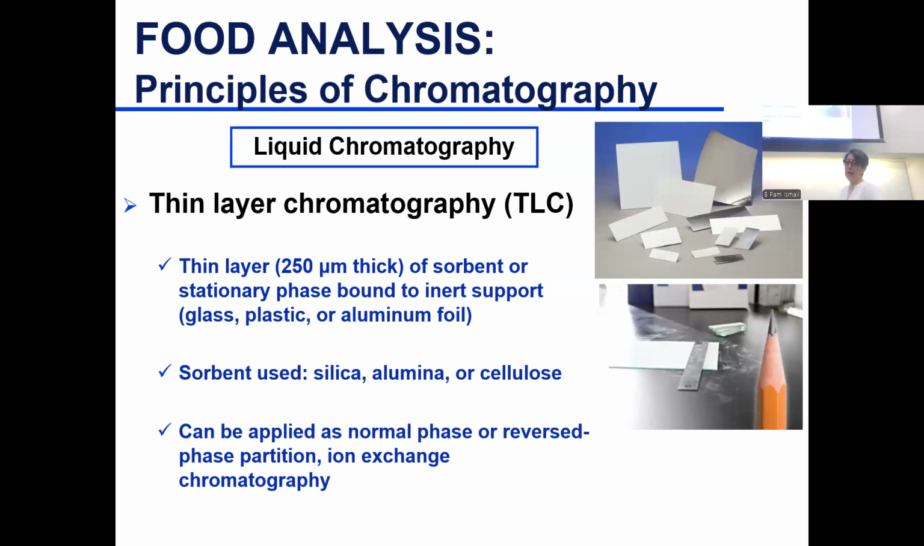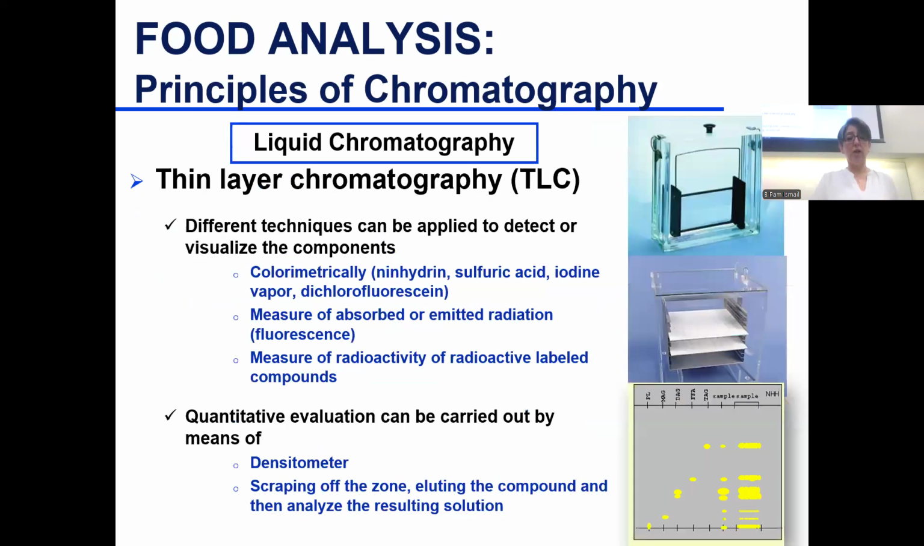We can use it as normal phase, where we impregnate the silica with water. So in normal phase, the stationary phase is your polar water. Or you can use it in reverse phase, impregnate it with a non-polar liquid, which could be hexane. Or you can derivatize the functional group into a charged group, and you can use it as ion exchange. And this process is done mostly for screening.